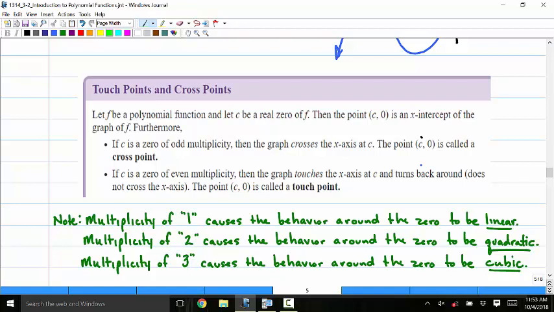Let f be a polynomial. Let c be a real zero. Then the point c, 0 is an x-intercept. And furthermore, if c is a zero of odd multiplicity, the graph crosses the x-axis at c. Okay, there are some new vocabulary words. C is a zero of odd multiplicity. The graph is going to cross the x-axis. If c is a zero of even multiplicity, the graph touches the x-axis there.